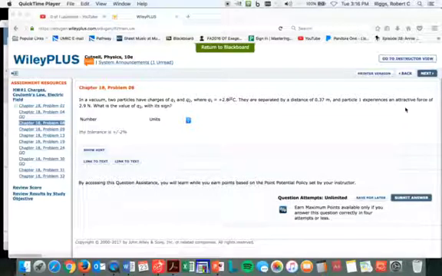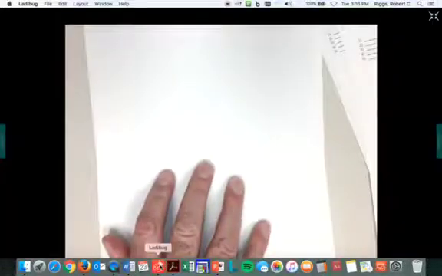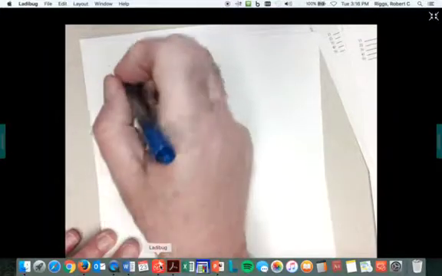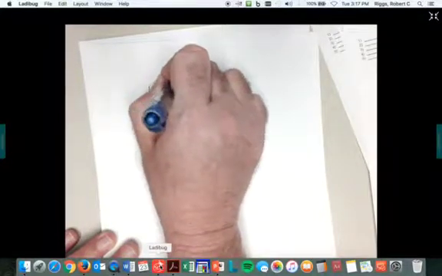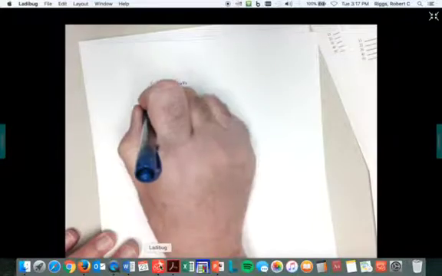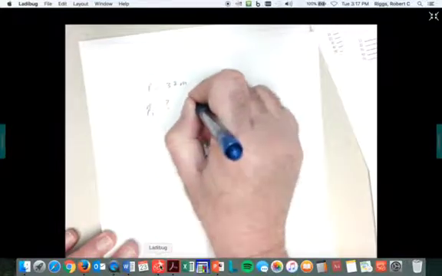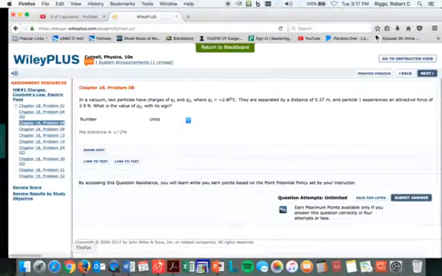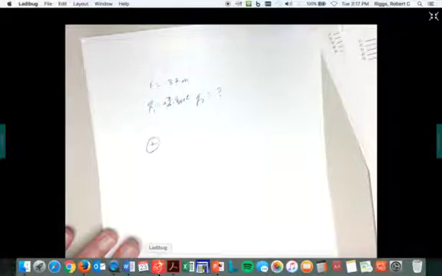Okay, with its sign. So here's the deal, and I'm not going to work this out because you have the formula for it. R is equal to 0.37 meters. Q1 we do know is 2.8 microcoulombs. Q2 we don't know, but it's an attractive force. So let's just put this positive charge right here.